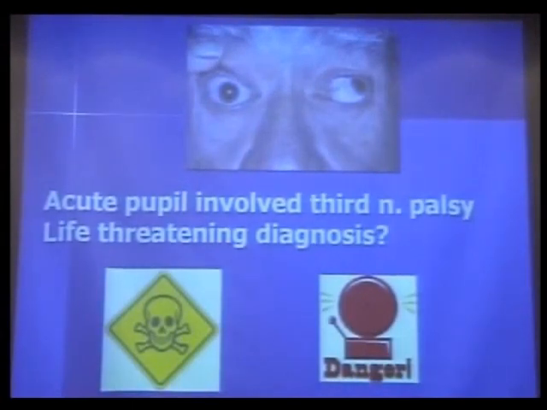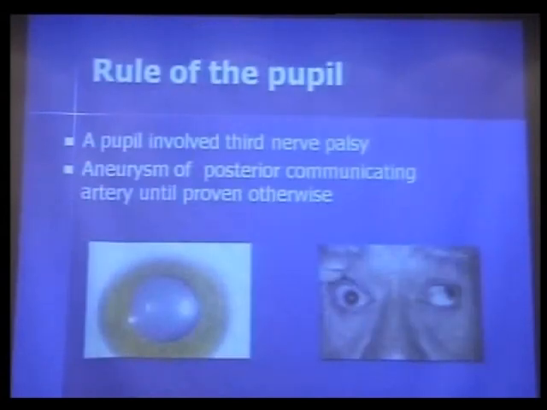So an acute pupil-involved third nerve palsy, the life-threatening diagnosis, of course, is aneurysm. And that's the rule of the pupil. Pupil-involved third is an aneurysm of the posterior communicating artery until proven otherwise. And here's the MRA showing the jalapeno pepper coming off of the PCOM-ICA junction.